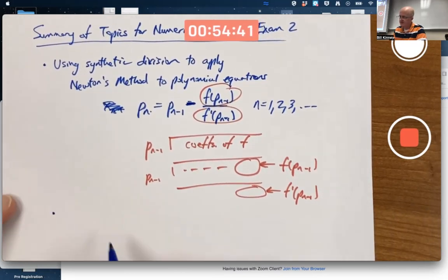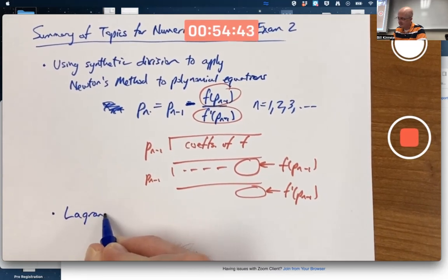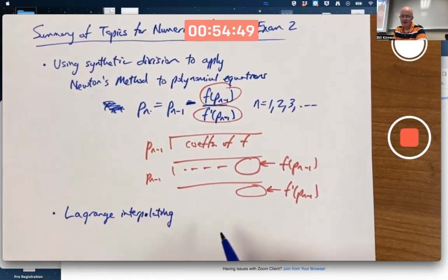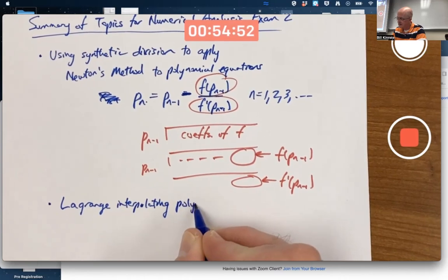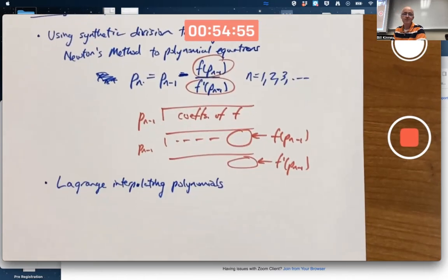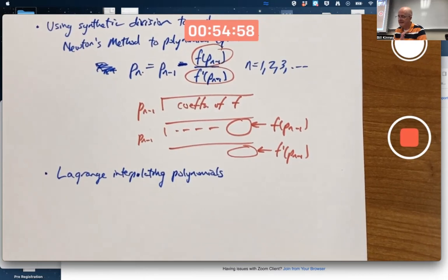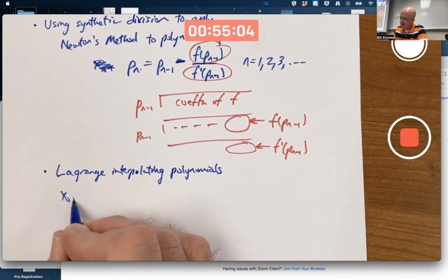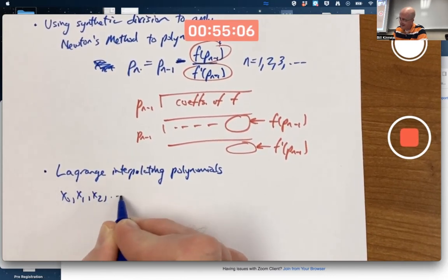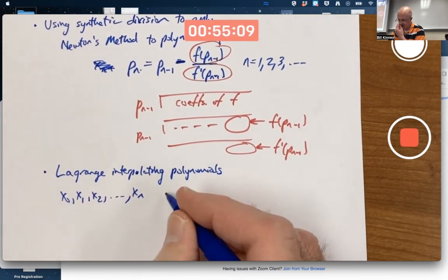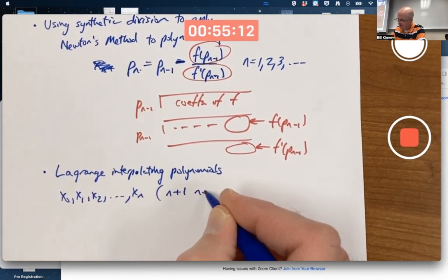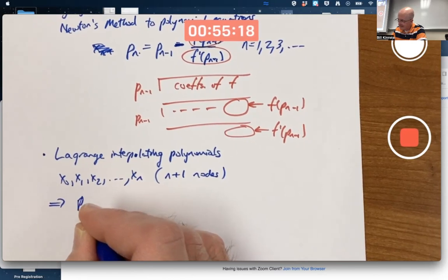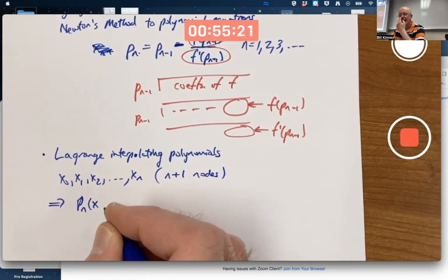Then we got into chapter 3. So there's the Lagrange interpolating polynomials. Chapter 3 overall is about interpolation. So we just reviewed that 10 minutes ago. You've got nodes x0, x1, x2 through xn. So there's n plus 1 nodes, giving you in general a degree n polynomial, though it's possible by chance that it could be less than degree n.